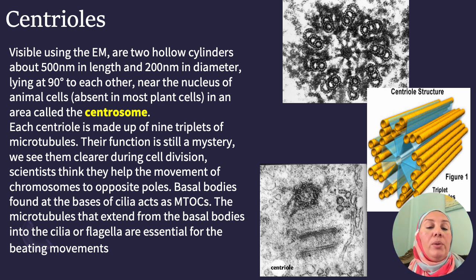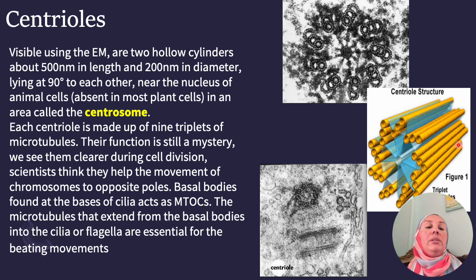Now we're going to talk about another structure, and this structure is only found in animal cells, so it's not found in plant cells. Looking at it using the electron microscope, these are actually two hollow cylinders, but they are lying at 90 degrees to one another. So in this image, we can see one that looks like a ring because we're looking at this face, and one that looks like two lines, because we're looking from the side, so you can only see two lines of those.